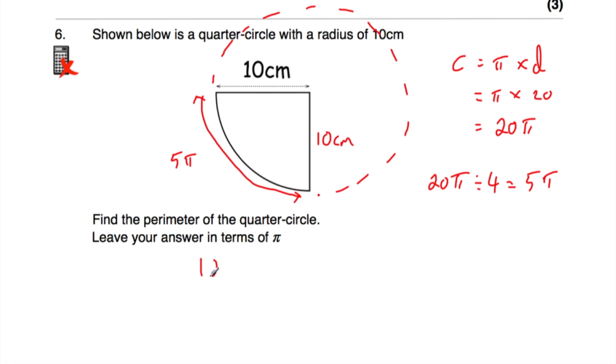So let's add those together, 10 plus 10 is 20, and we've got 5 lots of pi, so we've got 20 plus 5 pi. We can't simplify this because in terms of pi's we can't add them to just numbers, so the answer would be 20 plus 5 pi, or 5 pi plus 20 if we read it the other way around, and that's it.